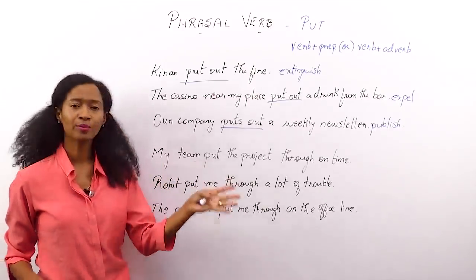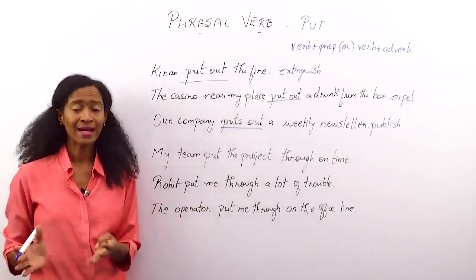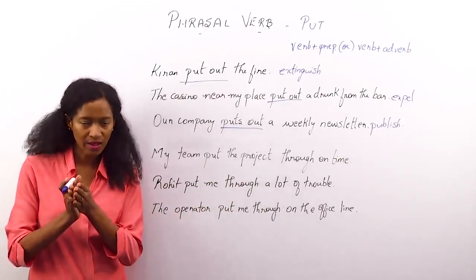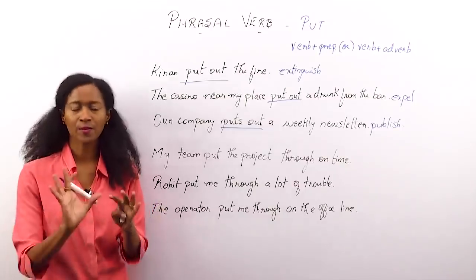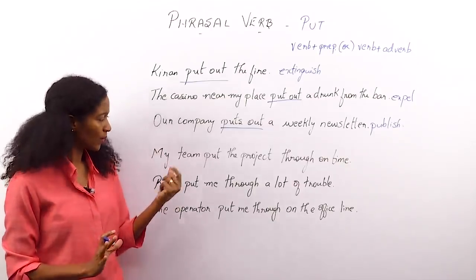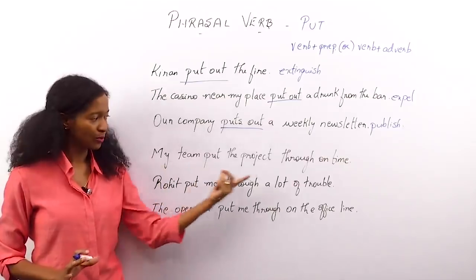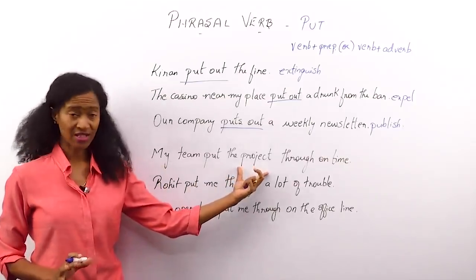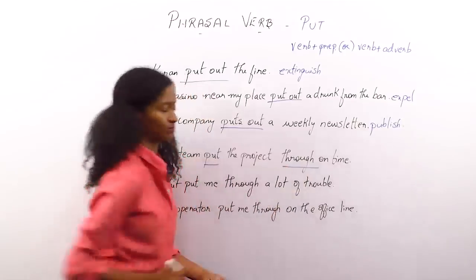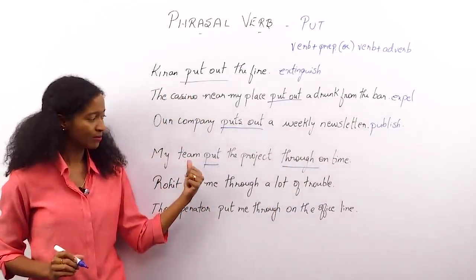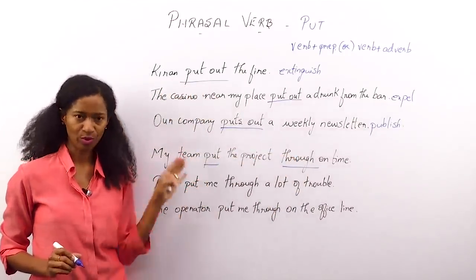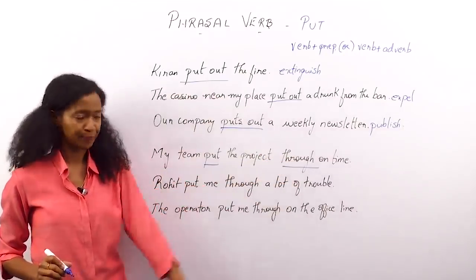My team put the project through on time. Remember I said the phrasal verbs can also be separated where the object comes in between, right? So my team is the subject, the project is the object. What's the phrasal verb? Put through, right? My team put through the project. So, put the project through on time.